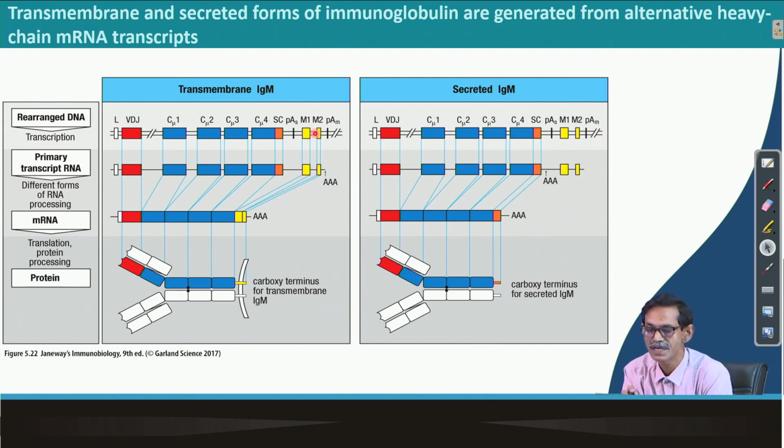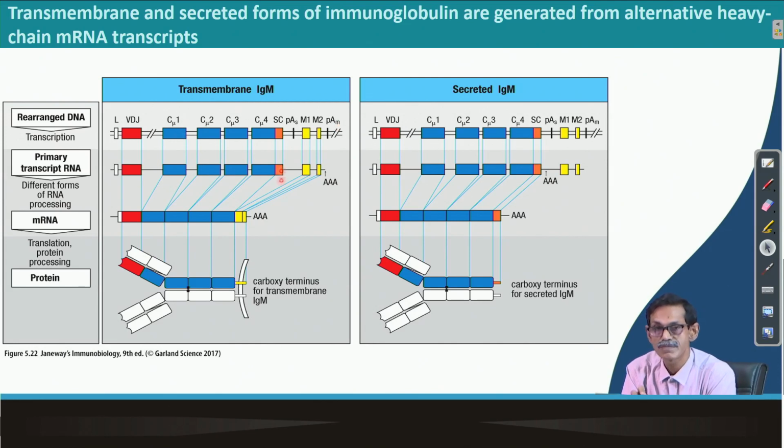Okay. SC, M1 and M2. SC is for secretion, which is a tail, but not transmembrane, and M1 and M2 are basically contributing the transmembrane domain of the receptor antibody molecule or B cell receptor molecule. So, here again alternate splicing is happening, one product. So, this is DNA and one single mRNA is happening. Here you see there is one PAS and PAM. This PAS and PAM both are polyadenylation signals.